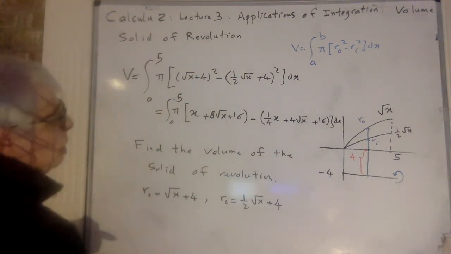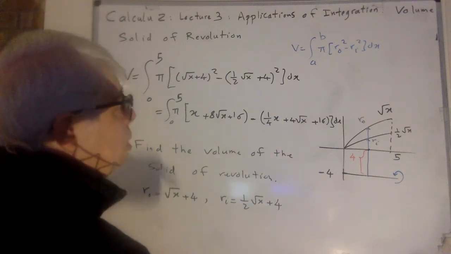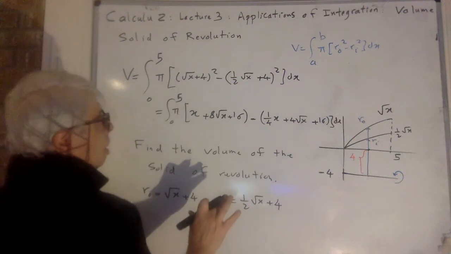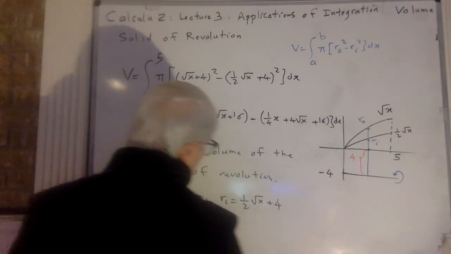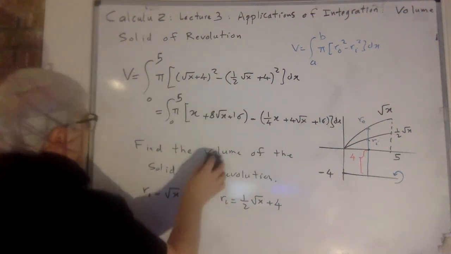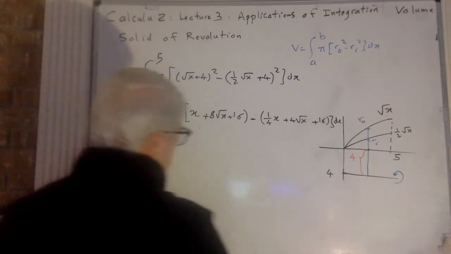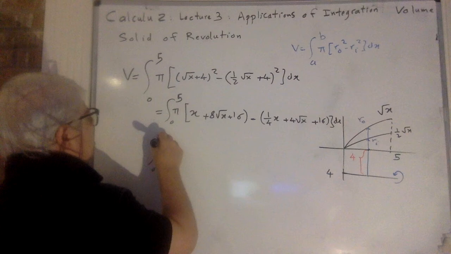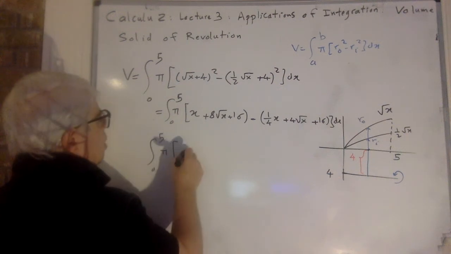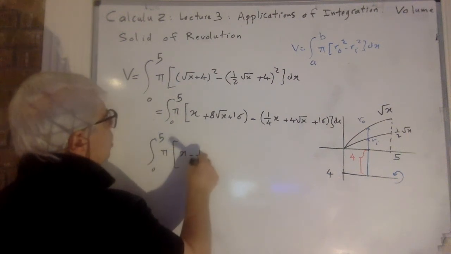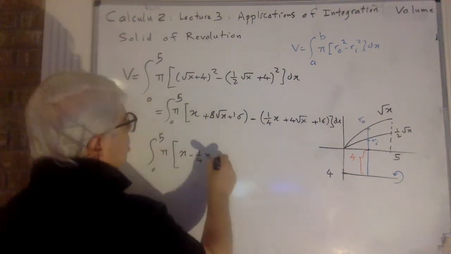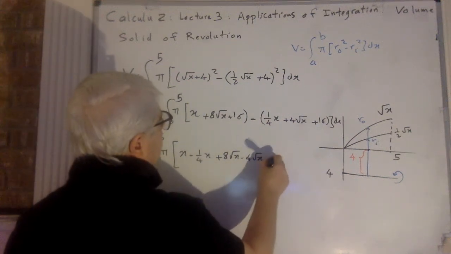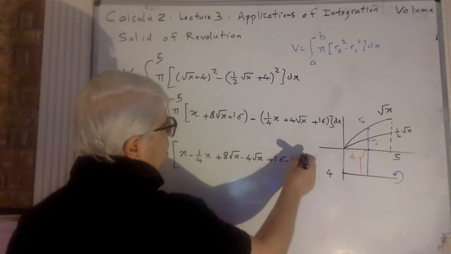First simplify the integrand, then integrate. Please, please, please. I have seen students integrating this separately and then subtracting. No. Simplify before doing that. So inside I have 0, 5, pi. I have an x minus 1/4 x, that goes for this one. I have 8 square root of x minus 4 square root of x, and 16 minus 16. You see the 16 and 16 cancel out.